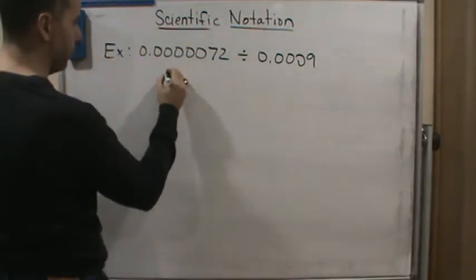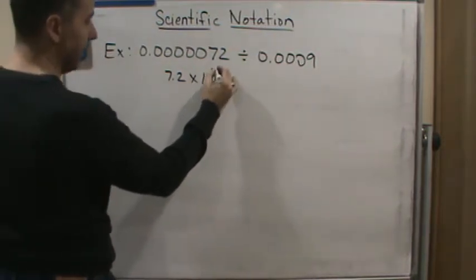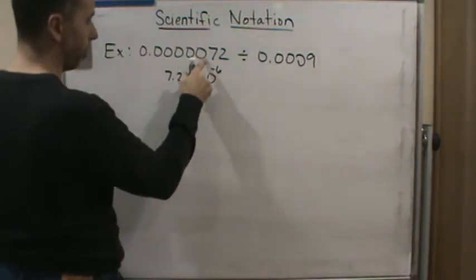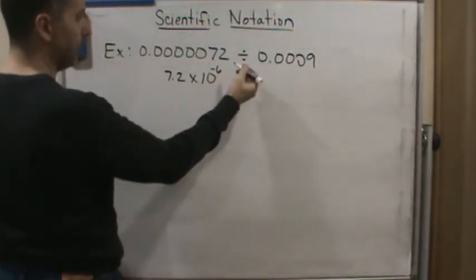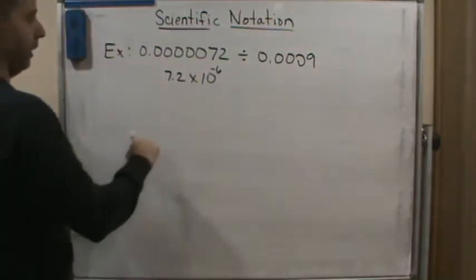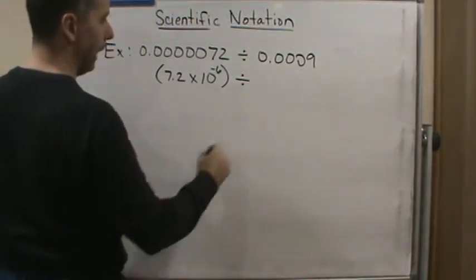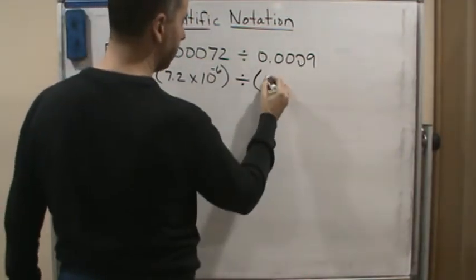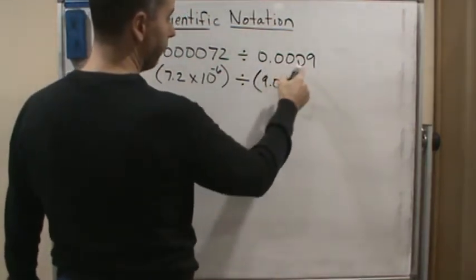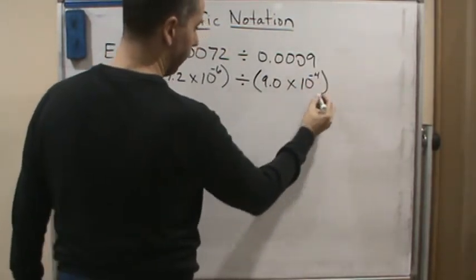So the first one would be 7.2 times 10 to what? To the negative 6th power. So again, I have to move it 1, 2, 3, 4, 5, 6. But because I have to move it back to the left, I have to have negative 6. So now I'm going to divide by what? This is going to be what? 9.0 times 10 to the negative 4th power.